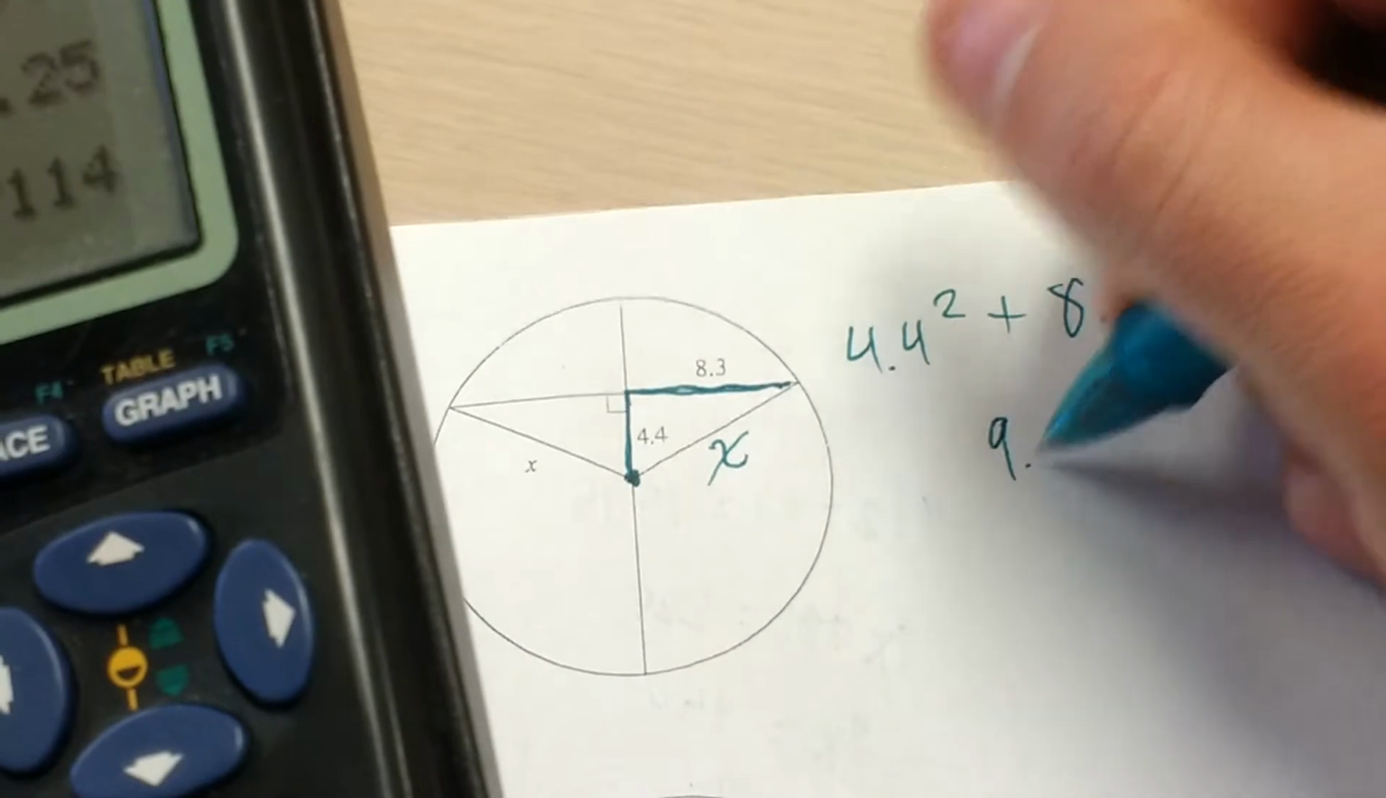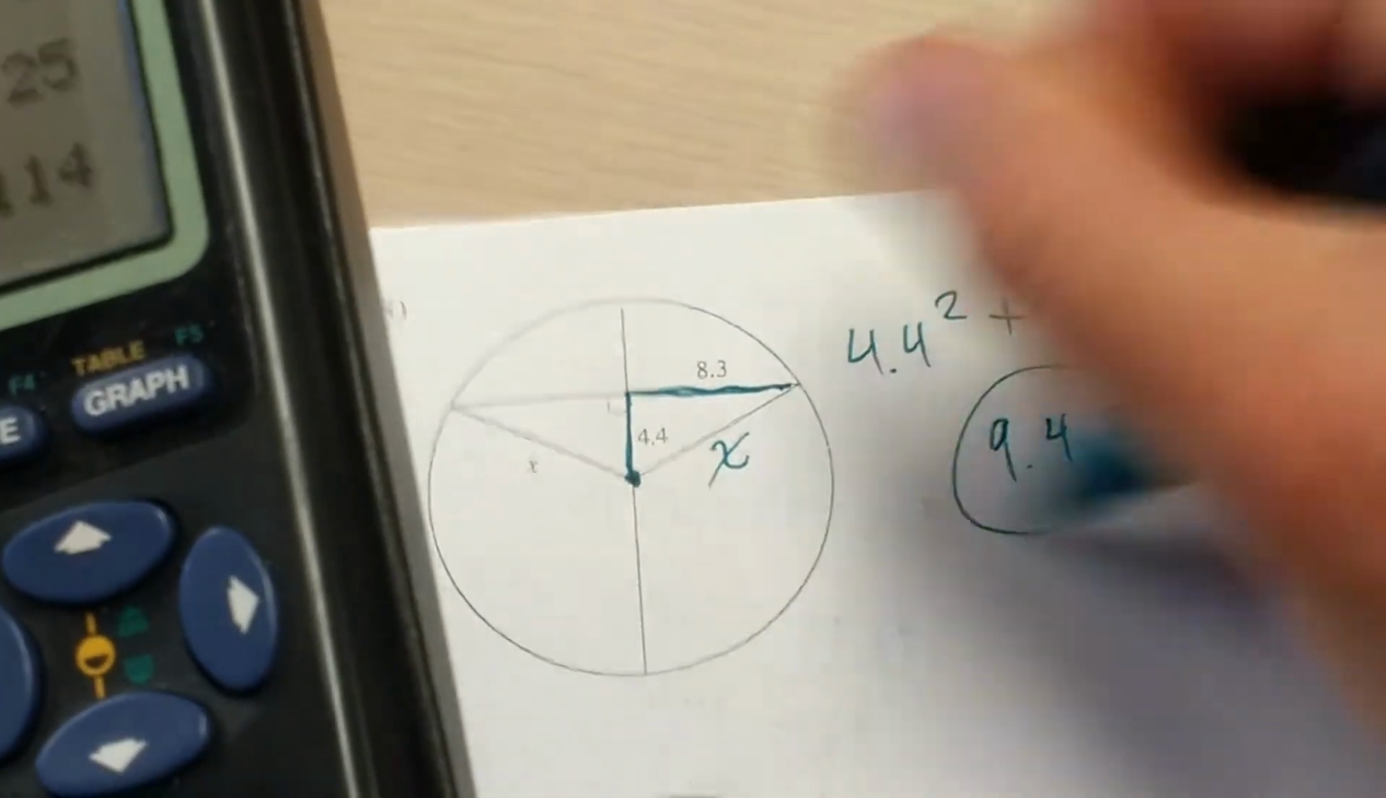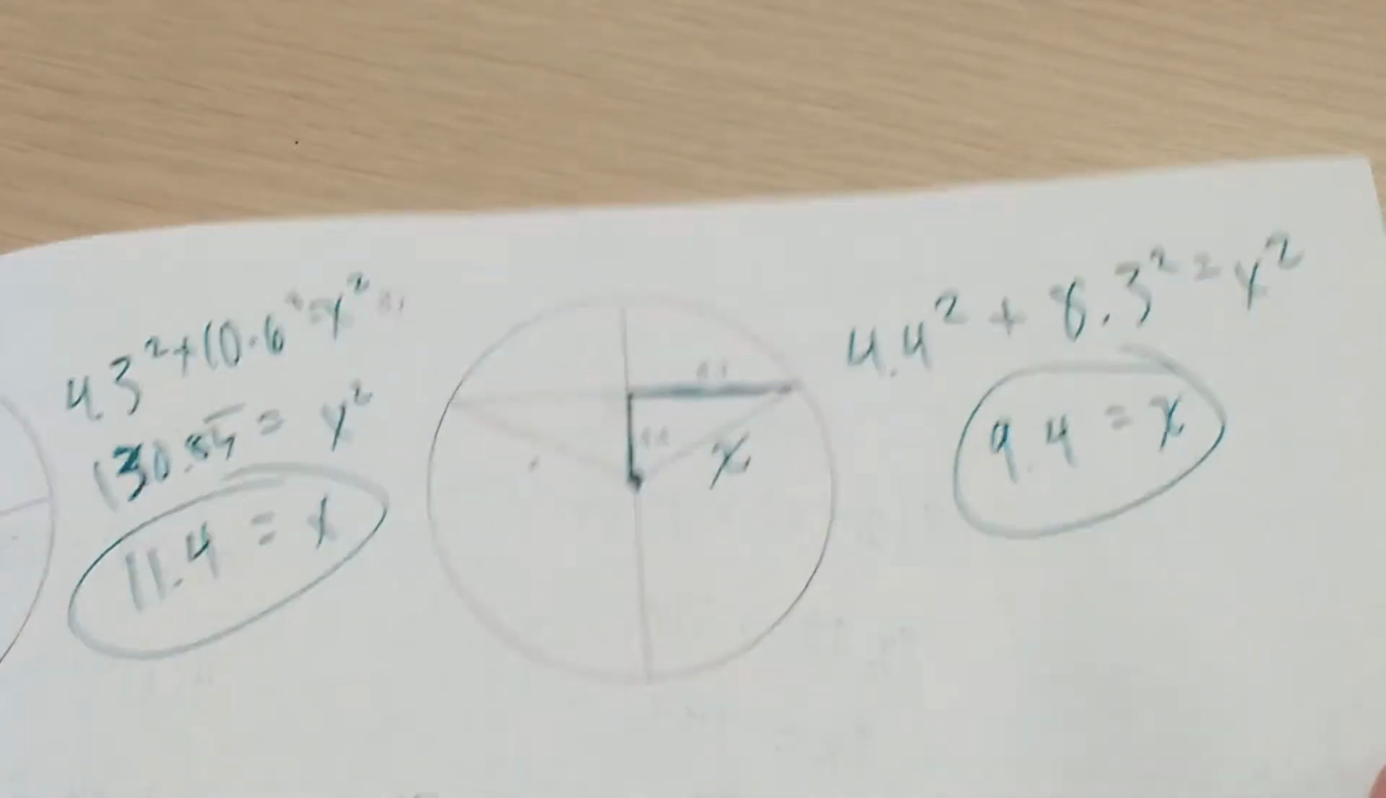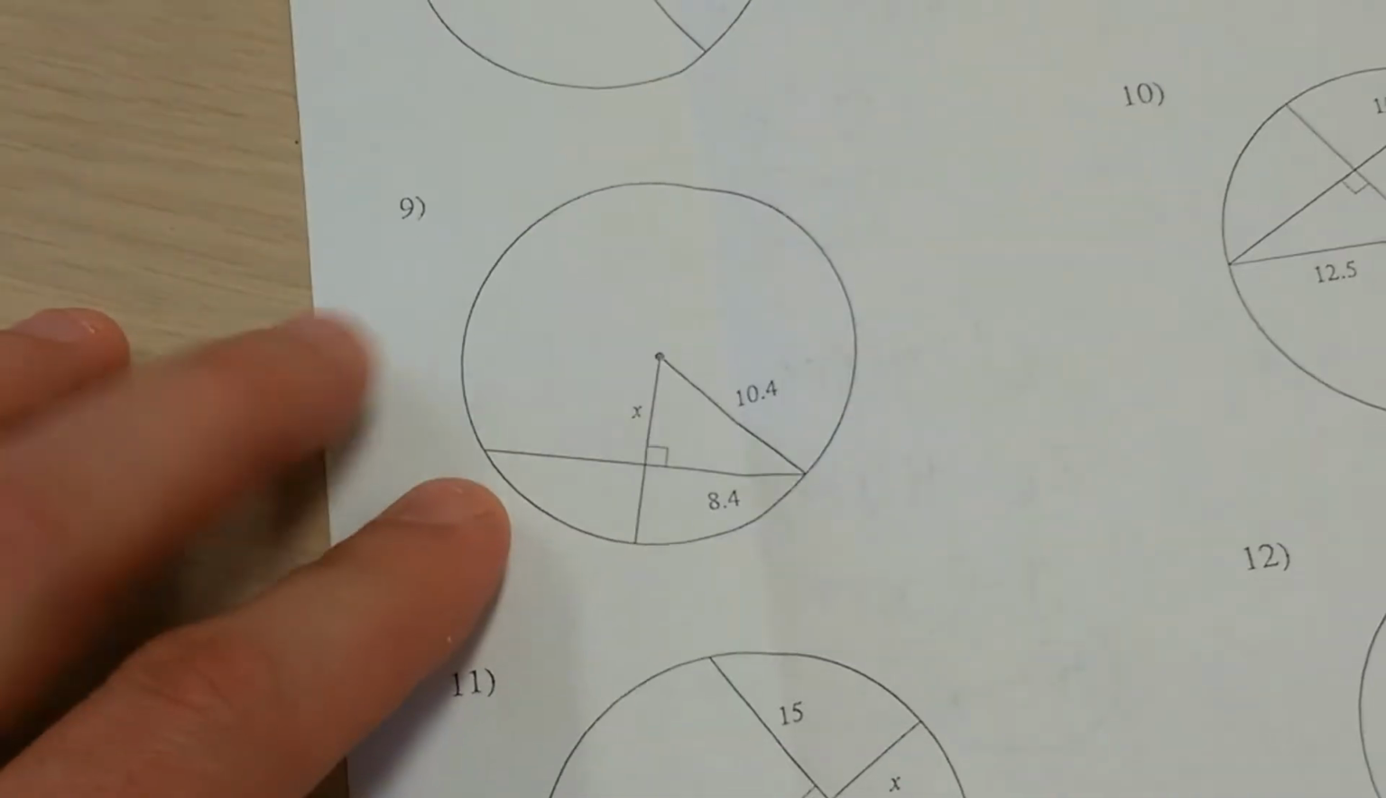So we're getting 9.4 for x. And again, that makes sense because that side has to be the longest for the entire triangle. All right, moving on to number 9.